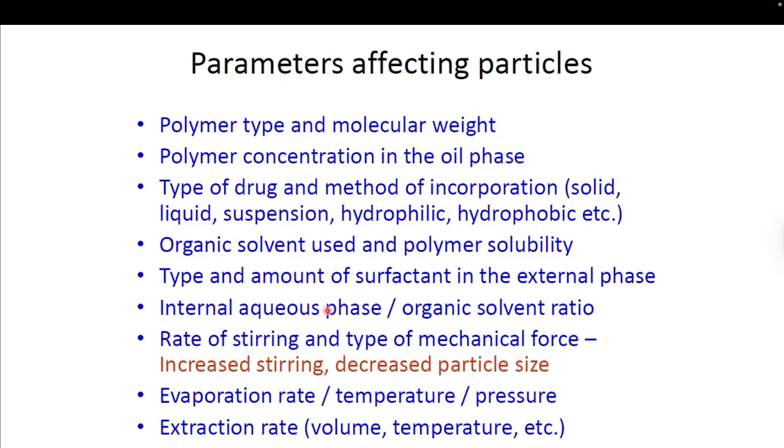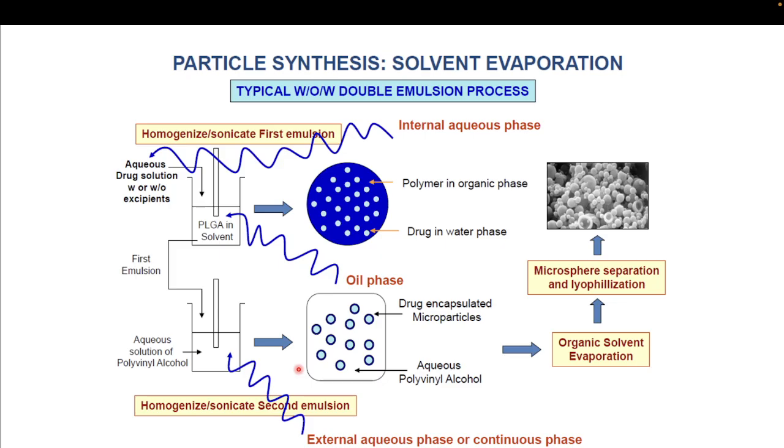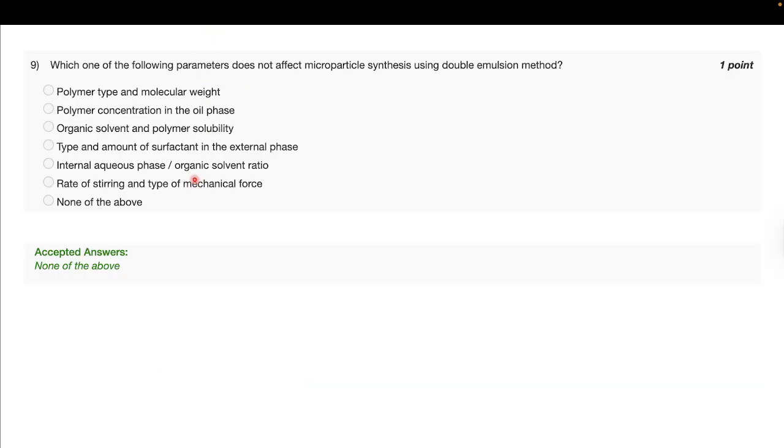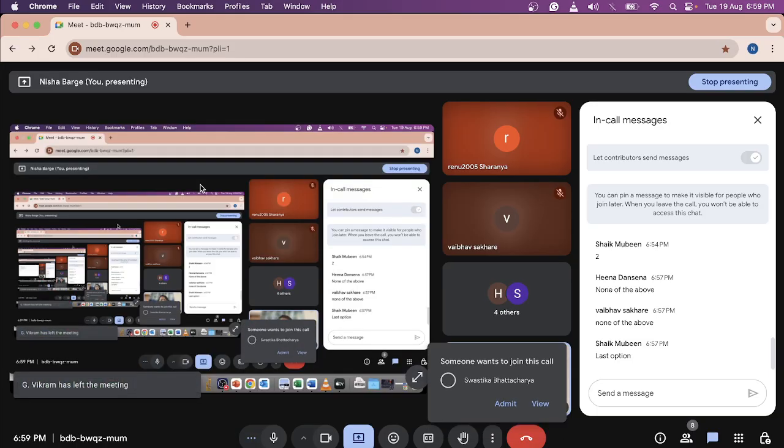Rate of stirring and type of mechanical force that you are using to break these particles into tiny particles. If you want a very small size of particles, you have to give more amount of energy, that is increased speed of stirring. The evaporation rate, the rate at which the solvent is going to be evaporated, the temperature, pressure, and also the volume in which all of these reactions are being carried out. So all of these parameters will affect the type of particles that you are getting. The question was, which of these does not affect microparticle synthesis? The correct answer is none of the above. Is this clear? Because all of these parameters will start affecting your particle quality. Is this making sense?